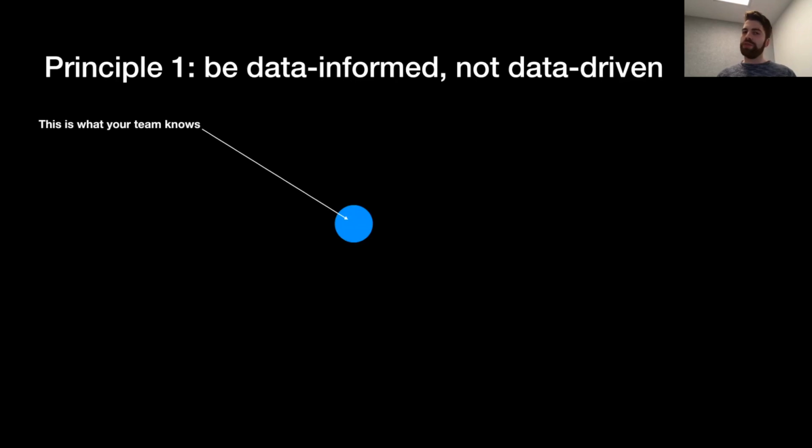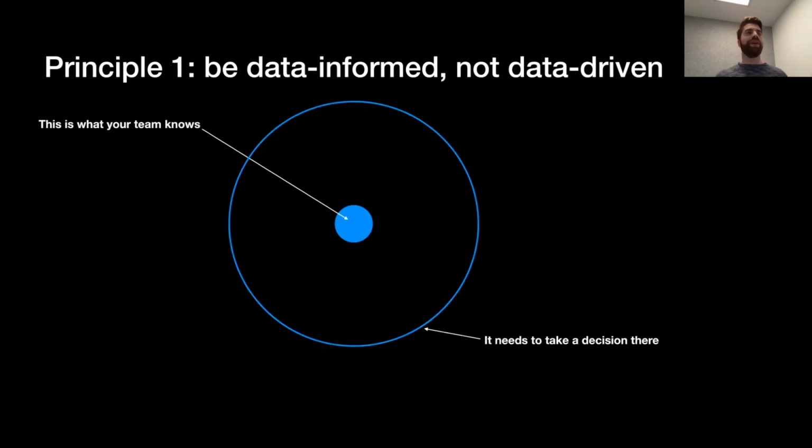Your team is trying to work on a new product or something like that, and it's trying to understand the direction it should take. So basically, if you think about it, you have this circle around the team, around where the team currently knows, where the team needs to take a decision at a certain point in that circle. What data can really help you do is identify maybe an arc within that circle that narrows the possibilities where the team should really orient itself.